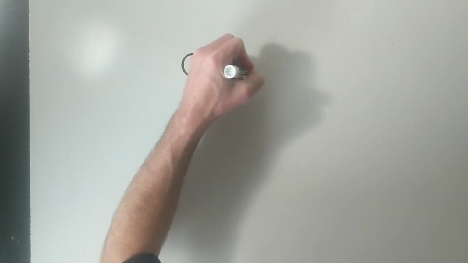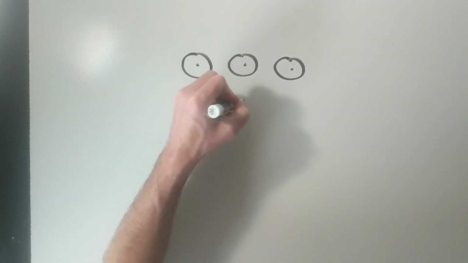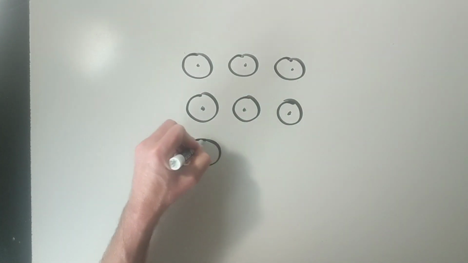So our first example, let's say that we have a magnetic field coming out at us. Here's a magnetic field coming out of the page right here. Make one more set there.